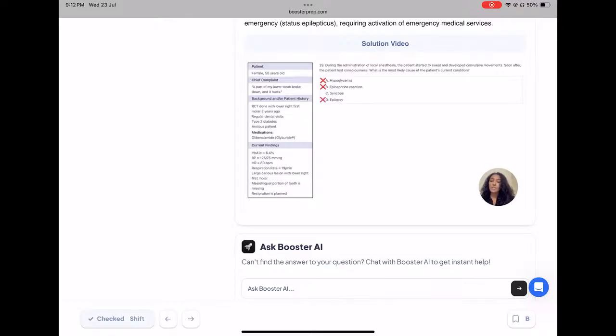And it leaves us with option C, syncope. So our patient is sweating, developing convulsive movements, and then suddenly losing consciousness. Also, our patient has type 2 diabetes and is also anxious. A patient who has diabetes can suffer a lot of different side effects if their blood sugar levels are not under control. However, our patient's levels are under control because their HbA1c is 6.4%, which is normal for diabetic patients.